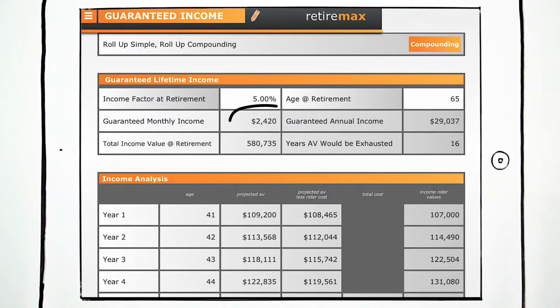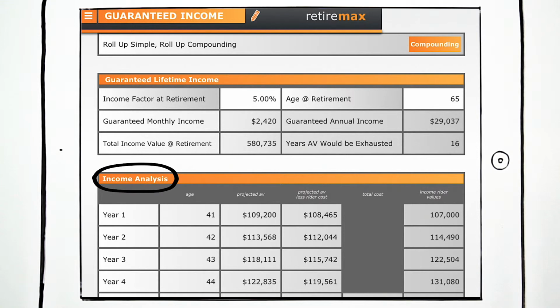The monthly income is $2,420 with total income value at retirement of $580,735. The income is guaranteed for life, but under the same conditions without the guarantees, the income would last 16 years, as seen in the lower right cell.